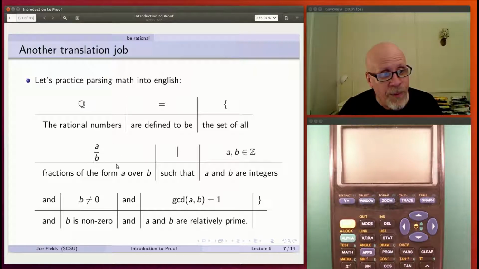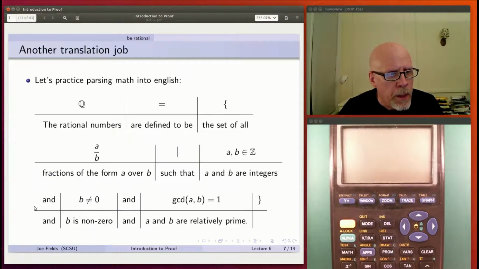You just sort of verbally describe what you're seeing here, a over b. Okay, well, fractions of the form a over b. That vertical bar is read as such that. Sometimes people will use a colon in the same position, and it means such that too. a and b are elements of the integers. This could have been written as a is in z, and b is in z, but it's a common shorthand to just comma separate a bunch of things that are all in the same set.